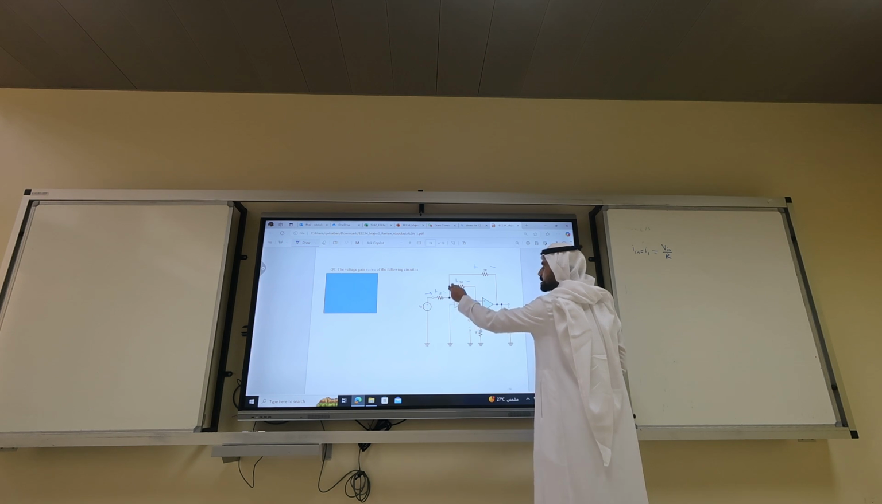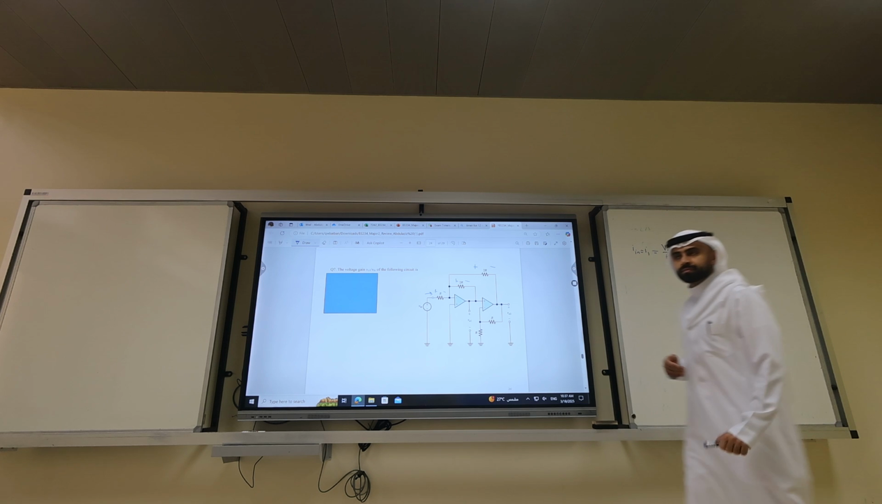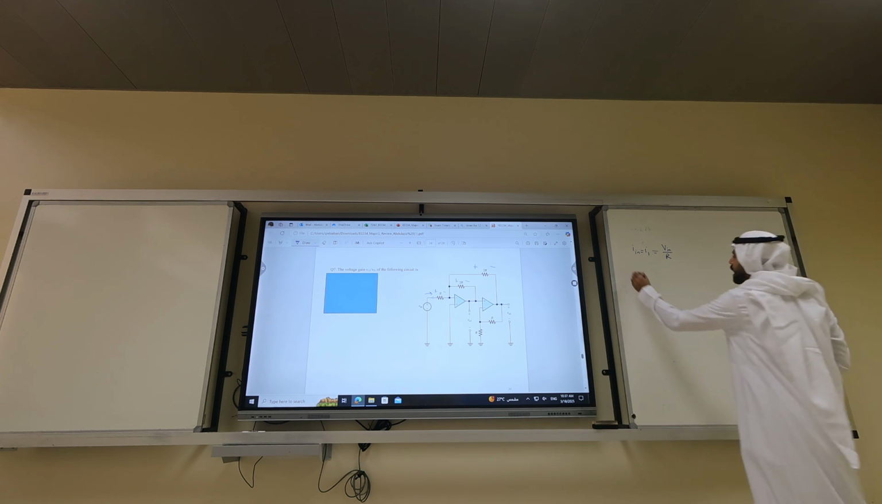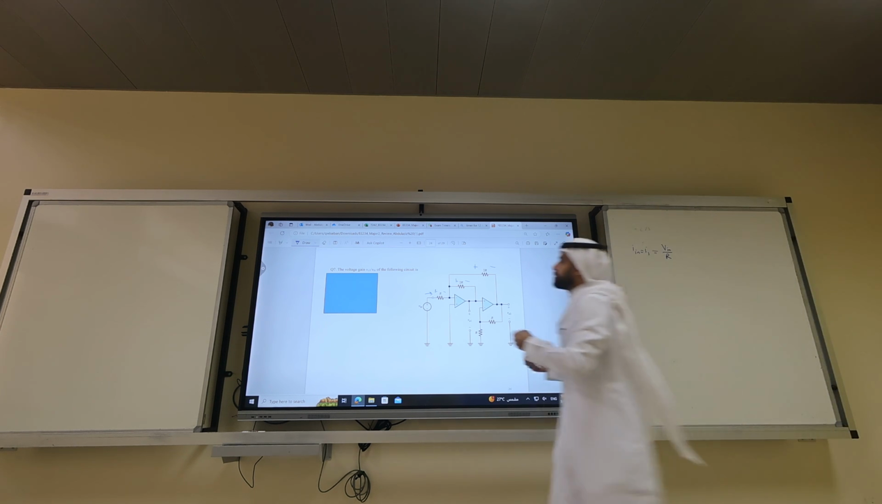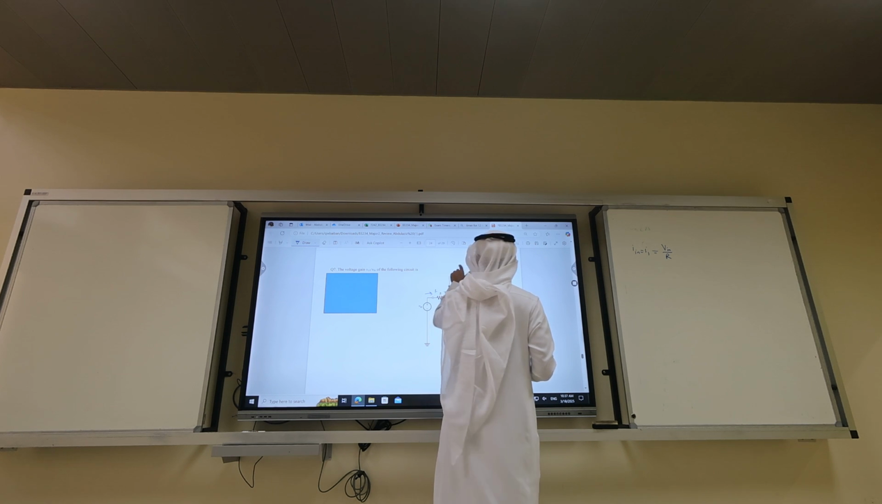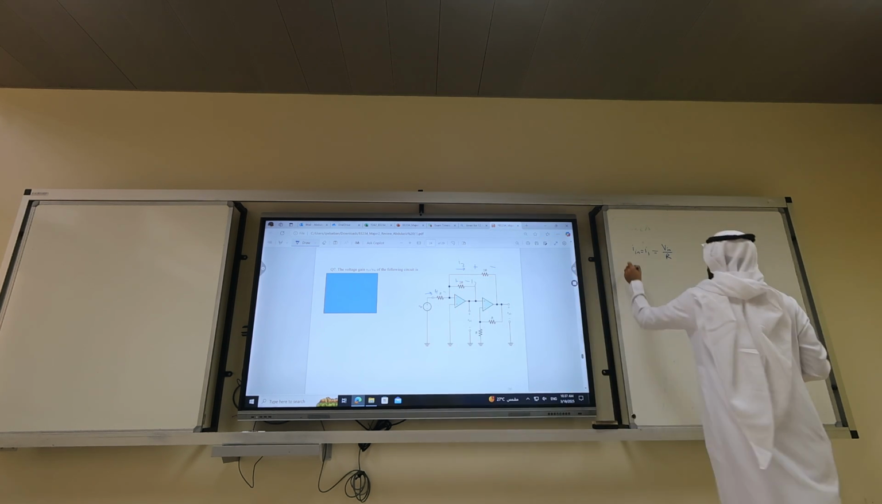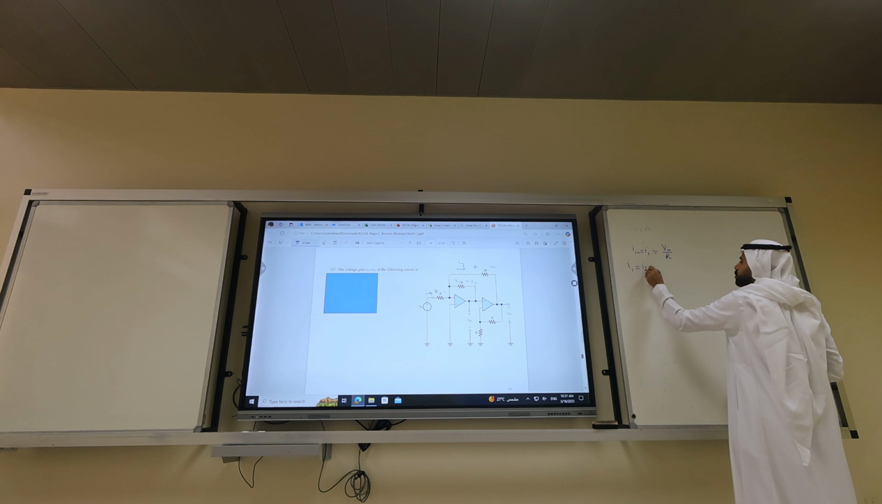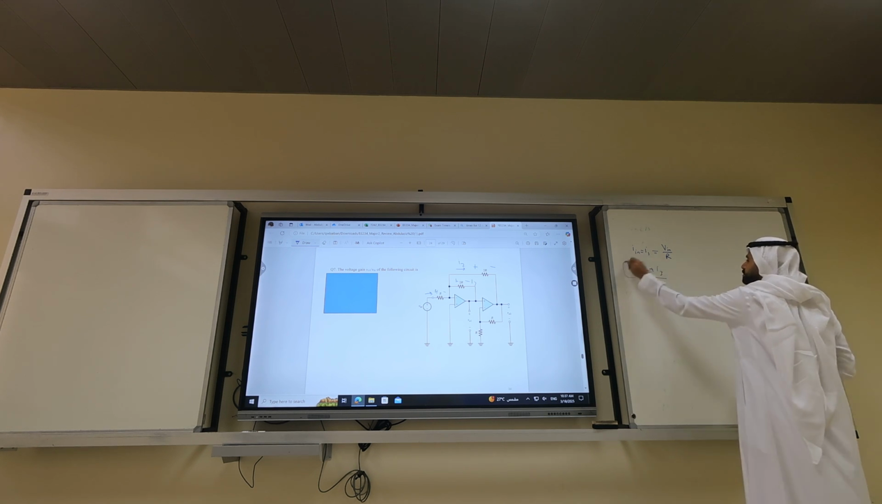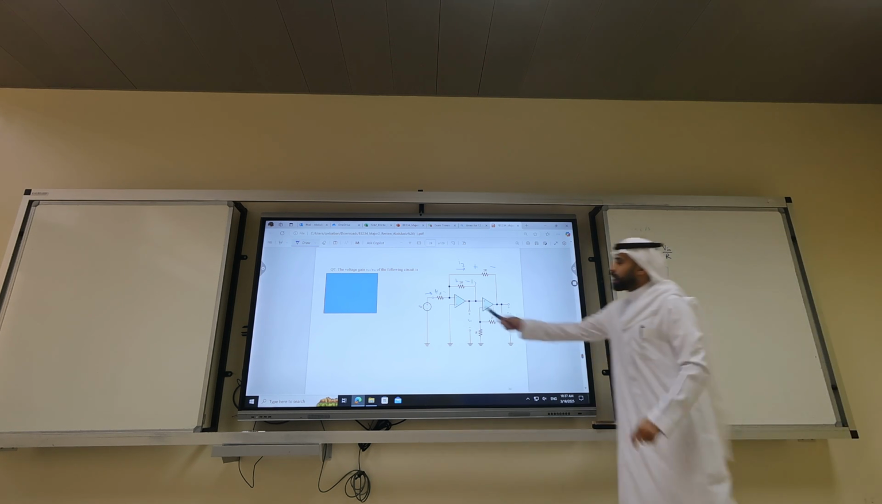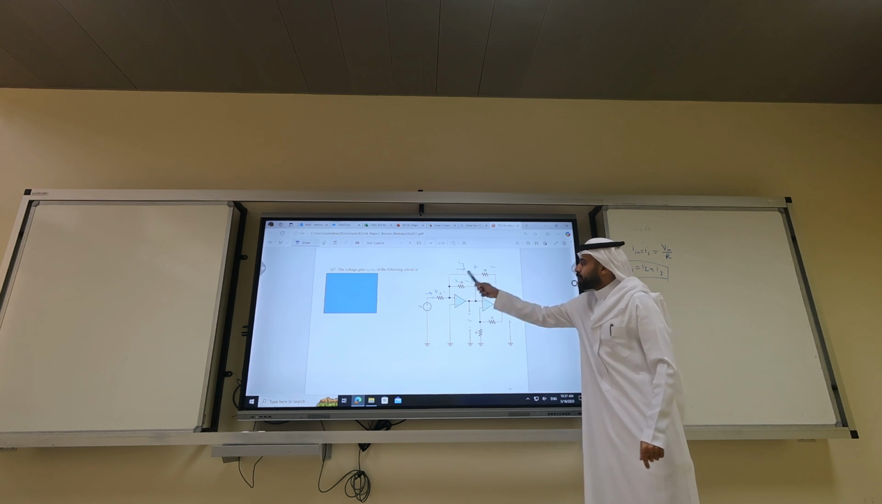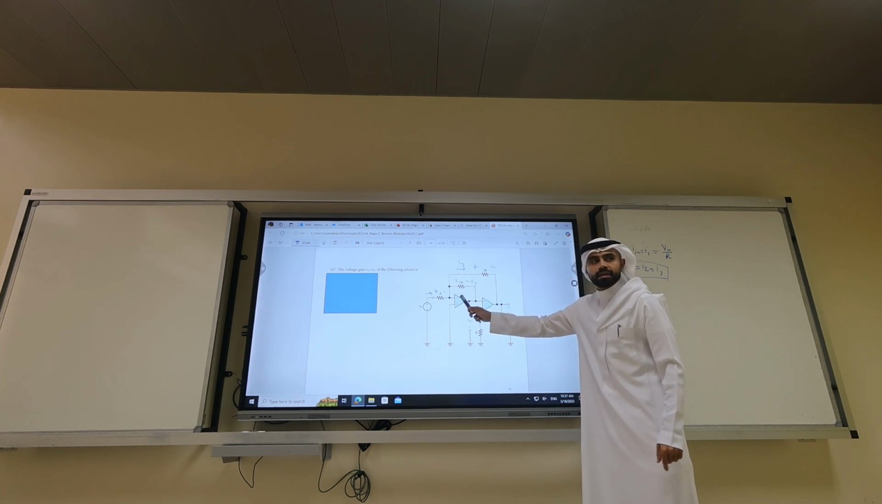I input will be split into two currents, right? So let's call this I2, let's call this I3, and call this I1. So I1 equals I2 plus I3. Do you see it? I1 equals I2 plus I3 because there is no current that enters the op-amp.